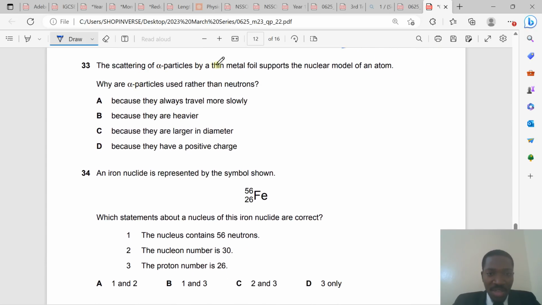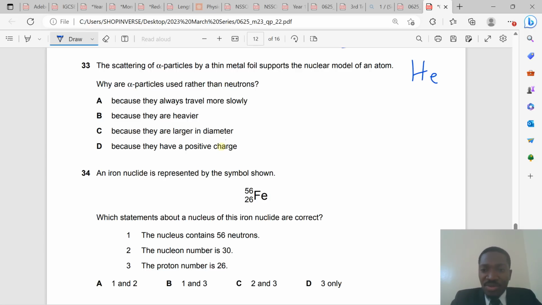The scattering of alpha particles by a thin metal foil supports the nuclear model of an atom. Why are alpha particles used rather than neutrons? Because they always travel more slowly? No. Because they are heavier? No. Neutrons are also heavy, but not because of their weight. Because they are larger in diameter? No, not the diameter. Because they have positive charge? Yes, because they have a positive charge.